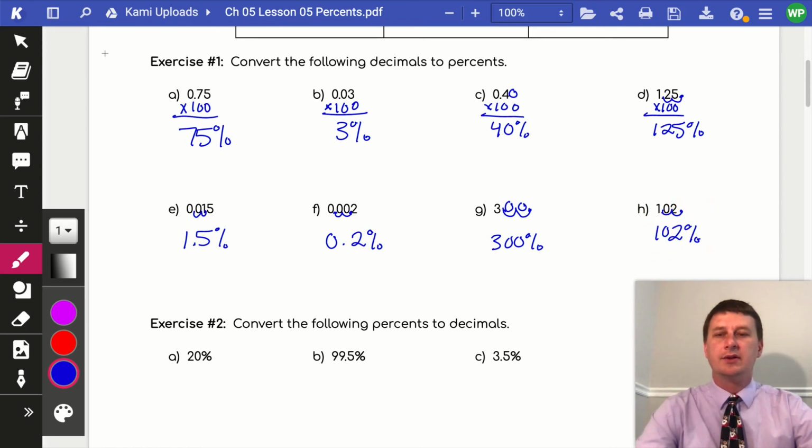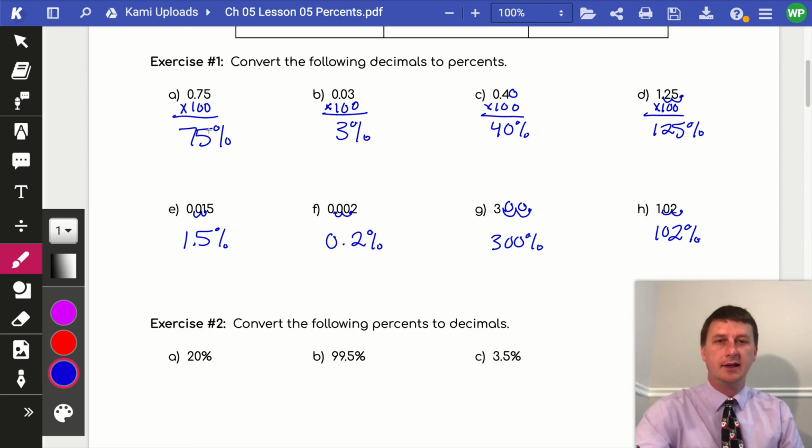102%. So in exercise number 1 for parts A through H, it was a quick review, hopefully review, of converting decimals to percents. And the way we do that is we multiply by 100.